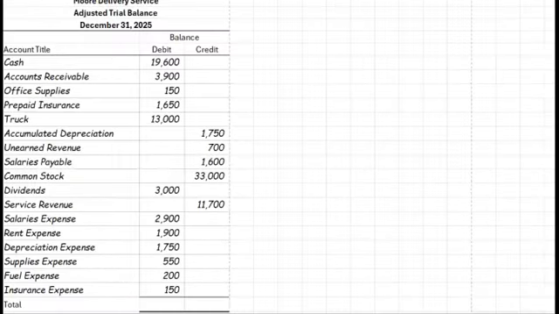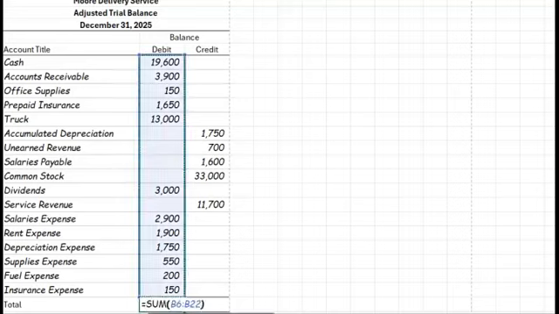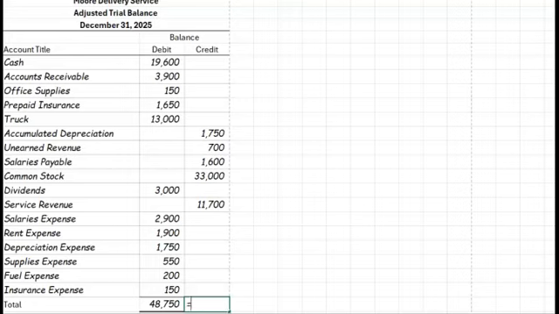Now that we have entered the balances of all of our accounts into our trial balance, we can check to see if our debits equal our credits. Add up our debit column. The total is $48,750. Add up our credit column. The balance is $48,750. Our trial balance is in balance.